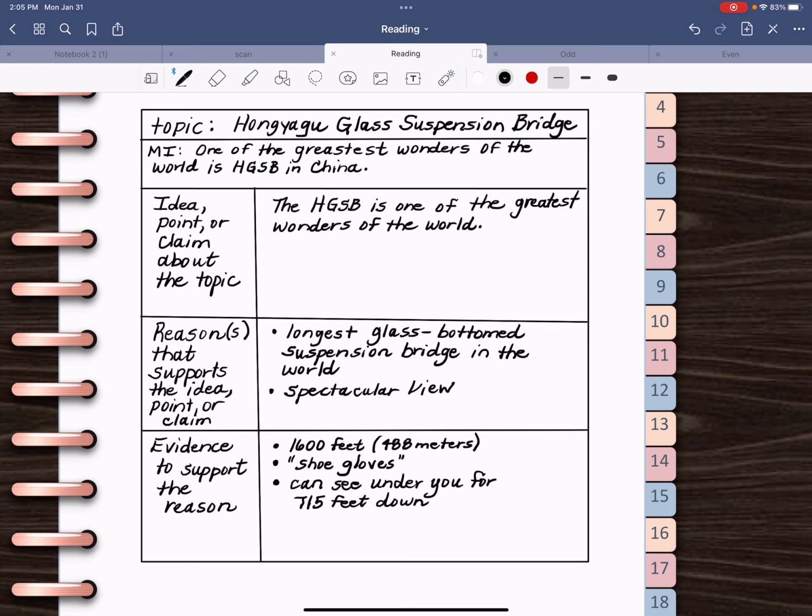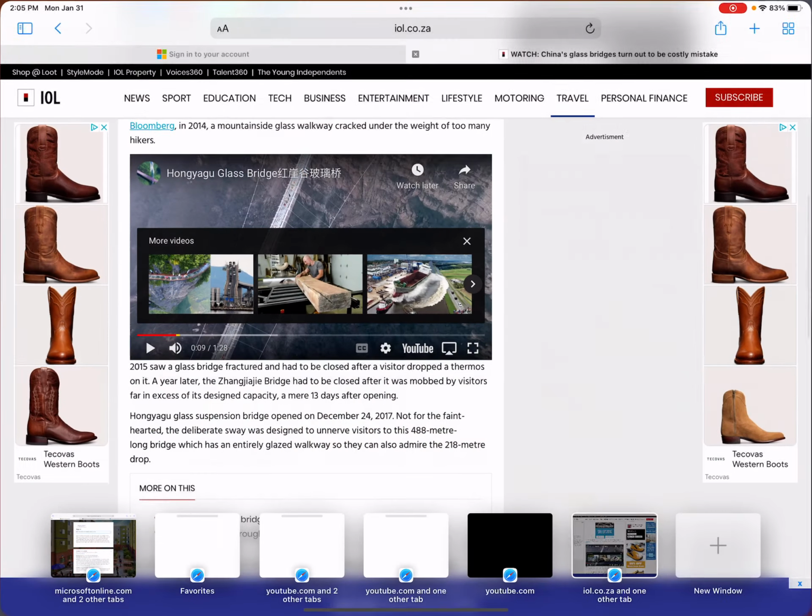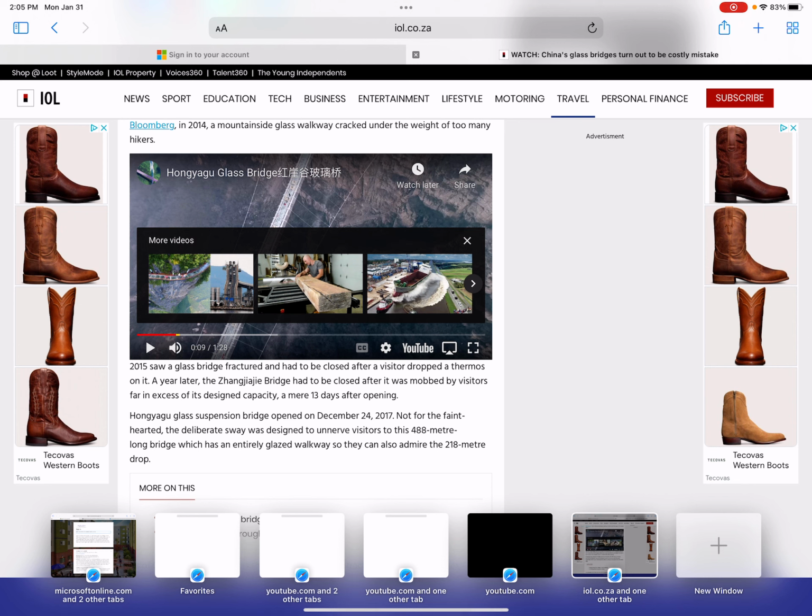So I'm going to play you a short clip that I found, it's about a minute long, of this suspension bridge. So I'm just going to switch to my internet, and here we go.